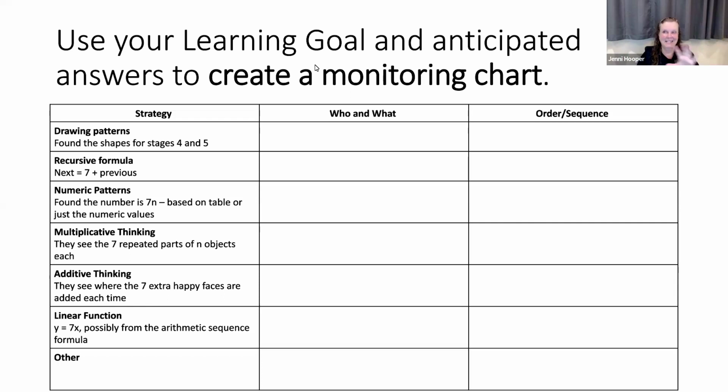So all of this is anticipating. I solve the problem. I predict lots of solution paths. That way I'm ready when my students show me a different way of thinking about it. I've thought about it and I can probably get to where they're thinking quicker. And I've created this monitoring chart so that I can identify who I want to talk and who did what. And I'm ready to go. I hope that makes sense.